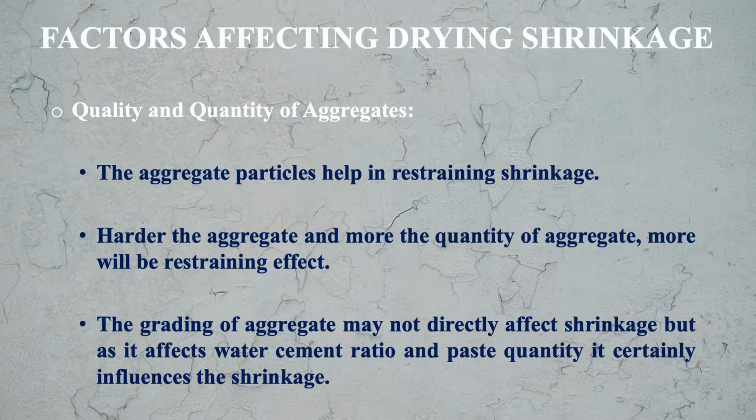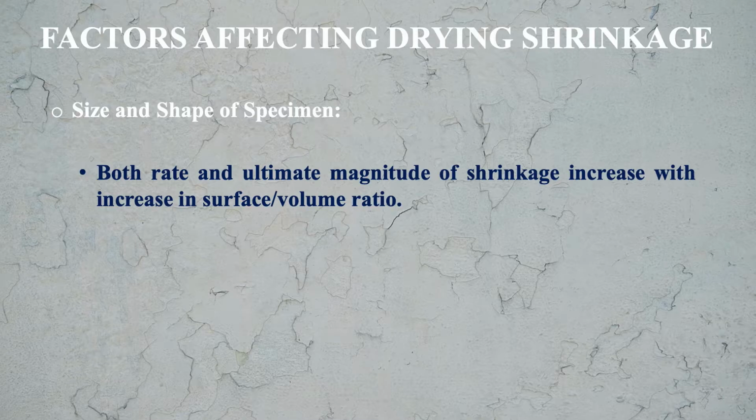Let us see how quality and quantity of aggregate affect it. The aggregate particles help in restraining shrinkage. Harder the aggregate and more the quantity of aggregate, more will be the restraining effect. The grading of aggregate may not directly affect shrinkage, but as it affects water cement ratio and the paste quantity, it certainly influences the shrinkage. Now let us see the effect of size and shape of a specimen. Both rate and ultimate magnitude of shrinkage increase with increase in surface volume ratio.